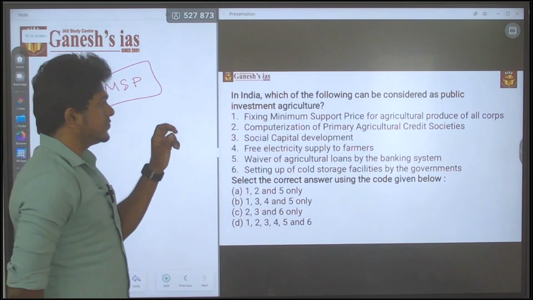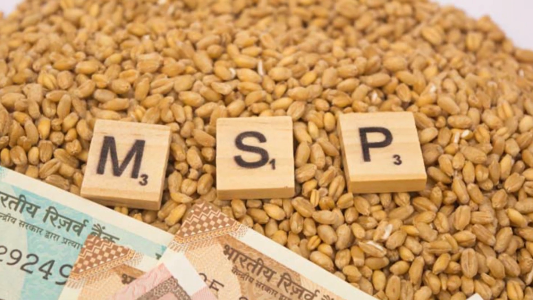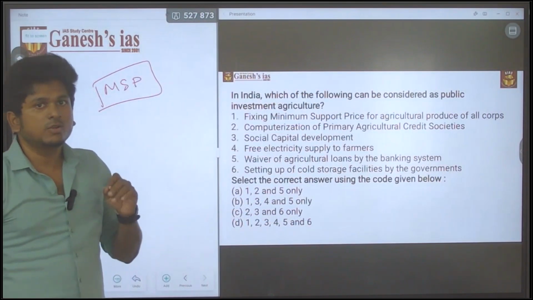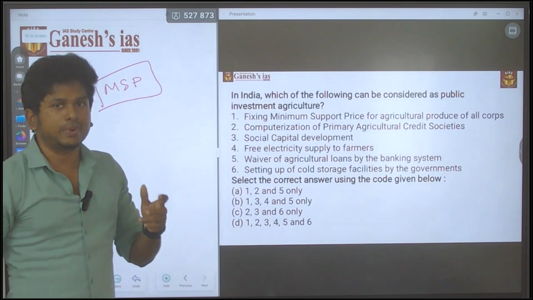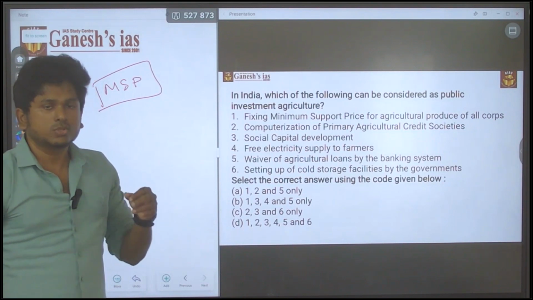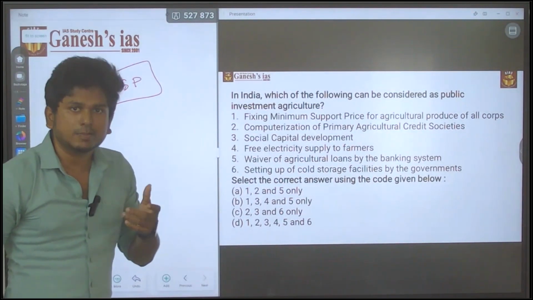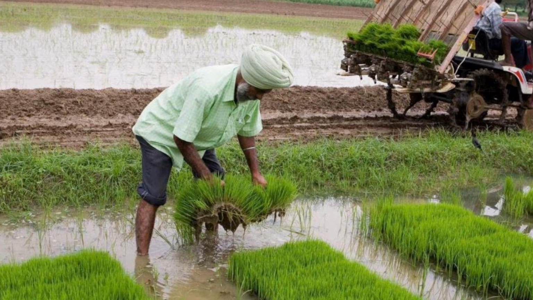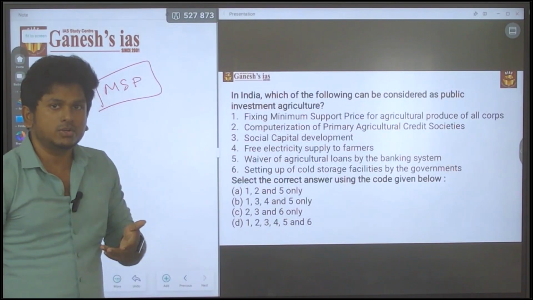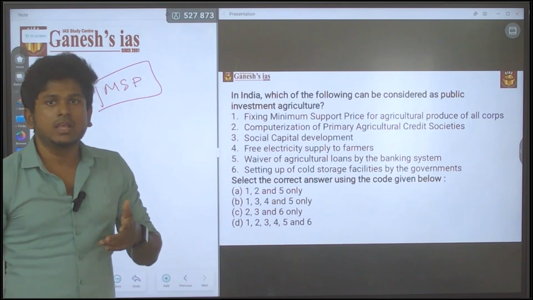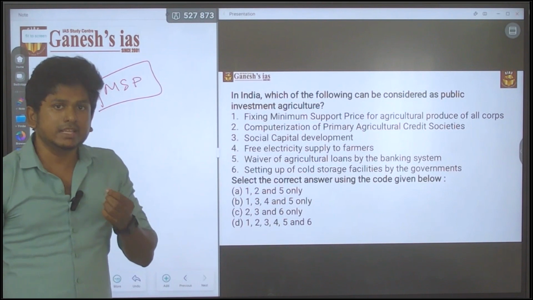So here the statement is fixing the MSP. The statement does not even say that they are procuring the seeds at the MSP price. The government is just declaring the prices for rice, wheat, dal, mustard seeds. The government is just fixing the price. They are not even spending any money from their pocket. They are just announcing the prices for the seeds. So it is just an announcement. It is not a public investment. They are not going to spend a single penny for this.